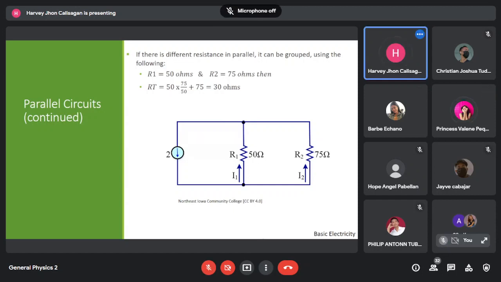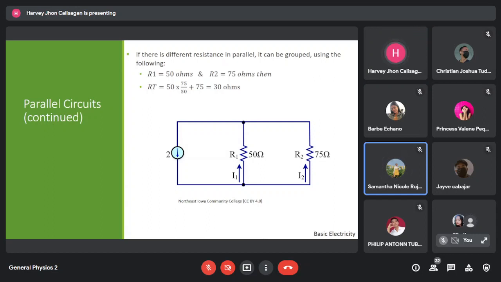Okay. Do you have an idea what the last common denominator is for 50 and 75? 5, sir. 5. Yes, 5.